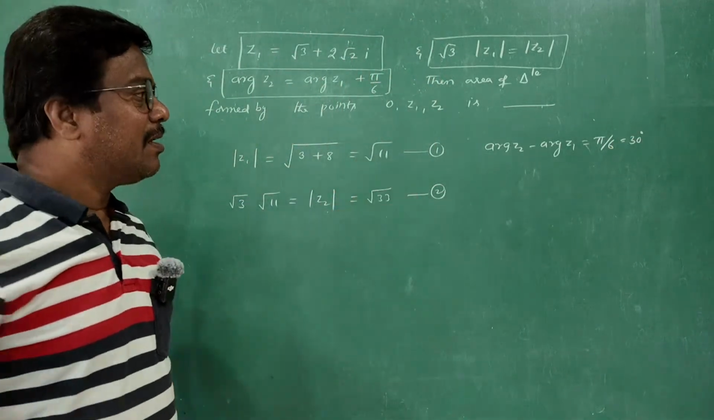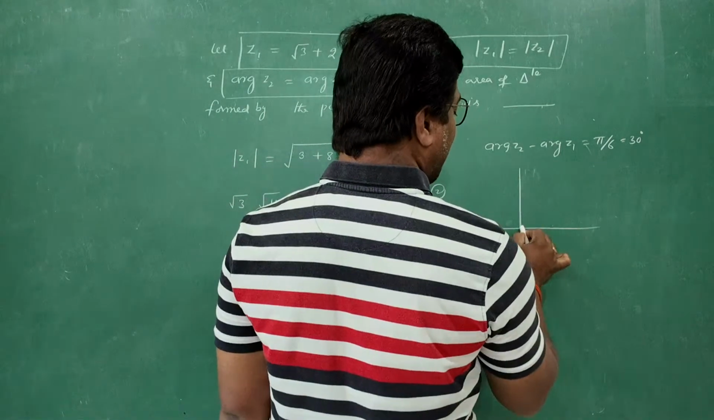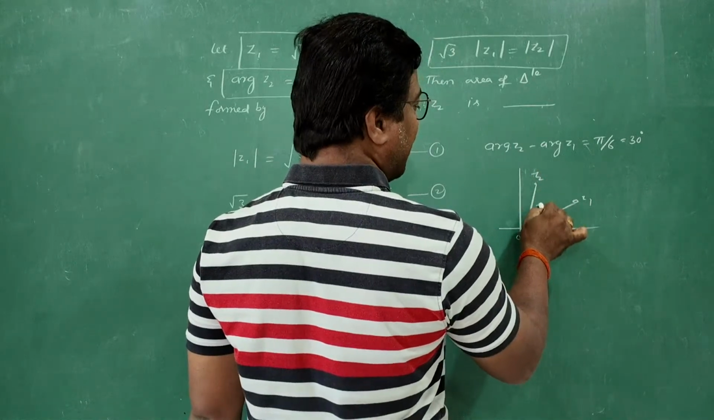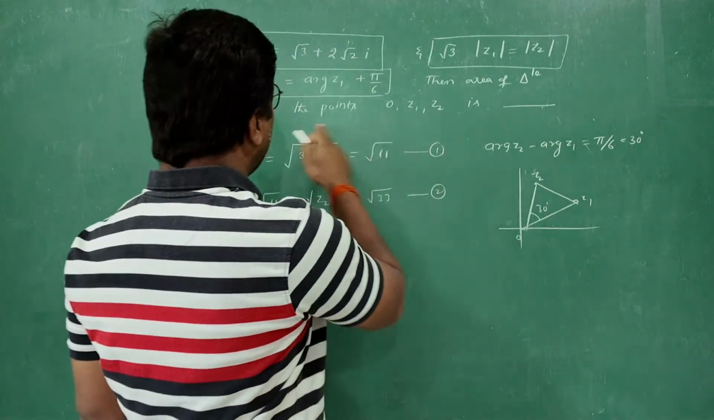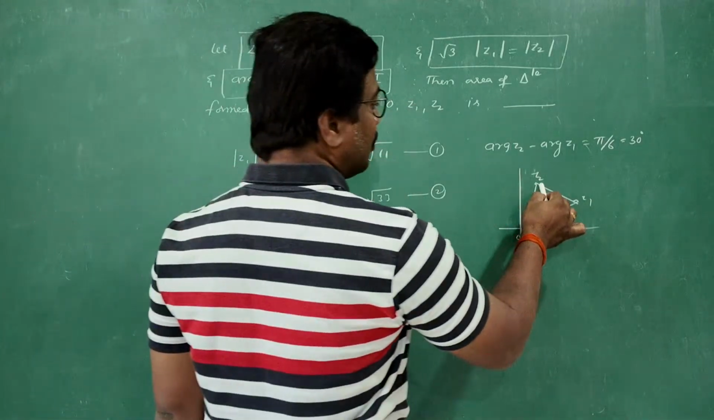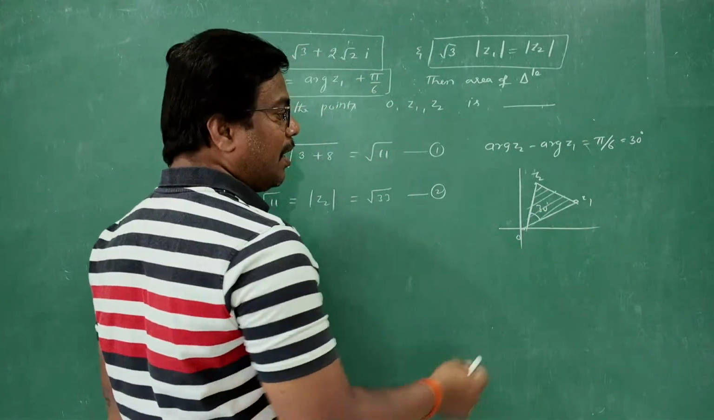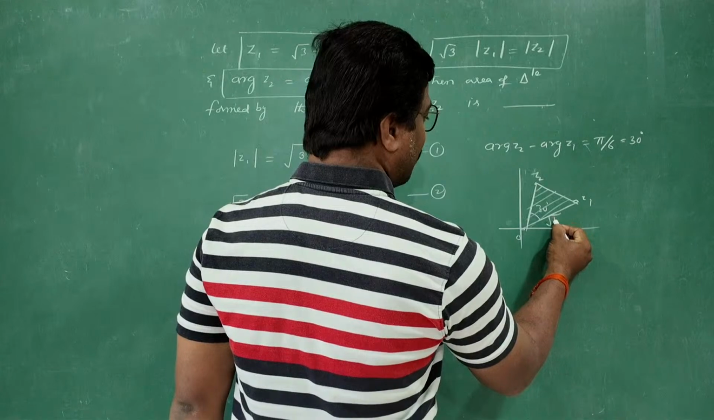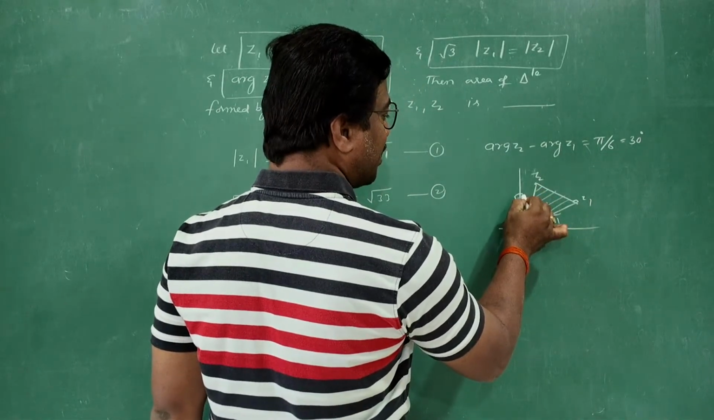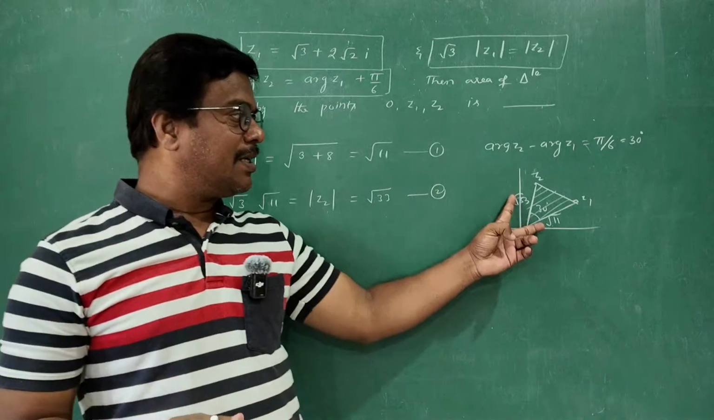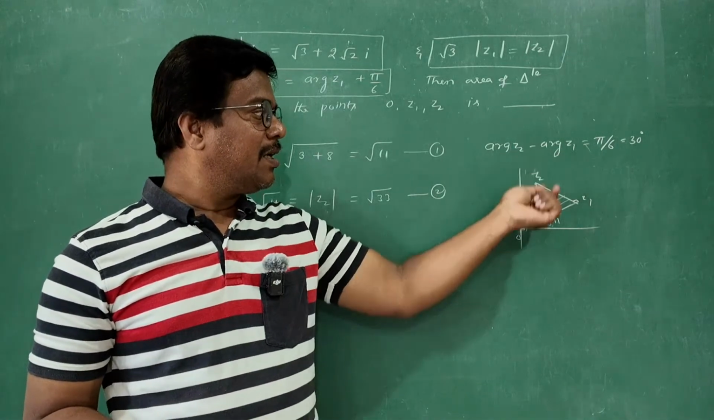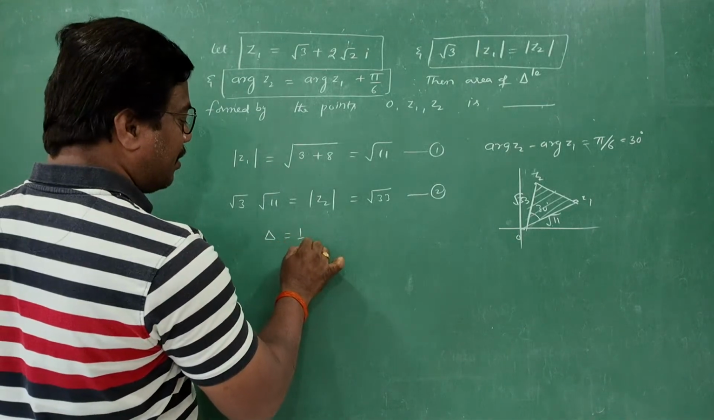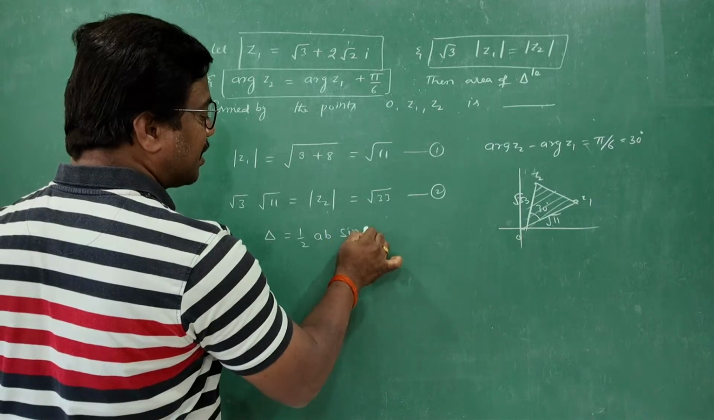That is the angle between the line segments joining OZ1 and OZ2. That is given as 30 degrees. But the aim is to find the area of the triangle OZ1Z2. This area you need to find. And you know that from the given data, Z1 length is root over 11, Z2 length is root over 33. If you know the lengths of two sides and the angle between the sides, then you can find the area of the triangle by the formula area equal to half AB sin C, right?